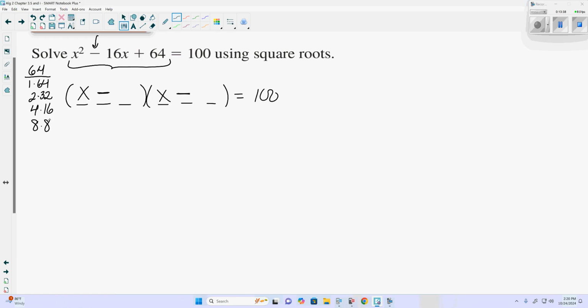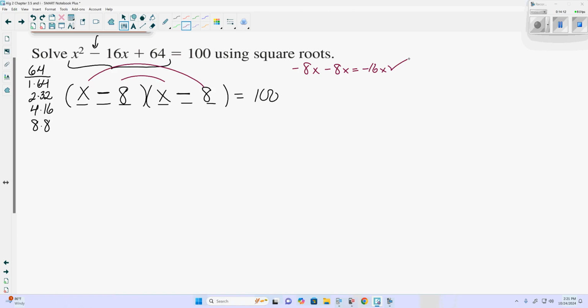Which one do we want to try first? 8 and 8. And if we check this here, x times negative 8 is negative 8x. Negative 8 times x is negative 8x. Negative 8x minus 8x is negative 16x. That's the middle term we wanted. Questions on how we got to this point here?